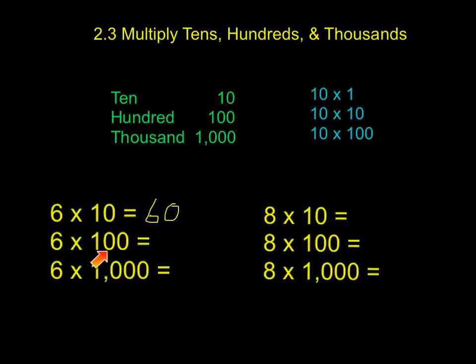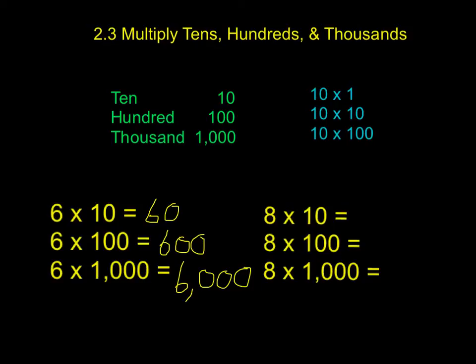Now we have 6 times 100. Well, 6 times 1 is going to be 6, and we're going to have our 2 zeros in there, because 6 times 100 is going to be 600. 6 times 1,000 is once again going to be 6, and then we have 3 zeros, so we're going to have 6,000. Over here, on the second one, we have 8 times 10.